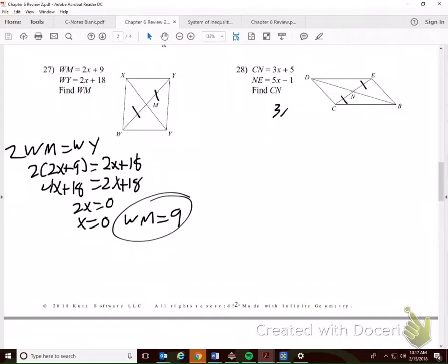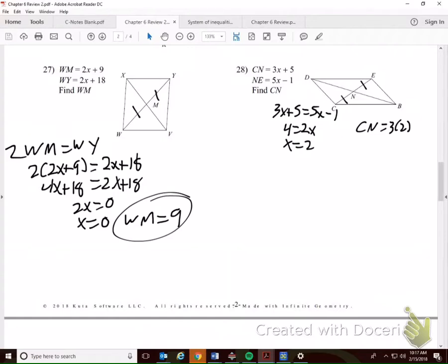Okay? Notice that, again, CN and NE are going to be congruent. But unlike 27, where they give you the half and the whole, here they give you the 2 halves. They're being tricky. So what I do is just set these equal to each other. Since we know that half number 1 is equal to half number 2, we just set CN equal to NE. So what I did here is I got 4 equals 2x, or x equals 2.